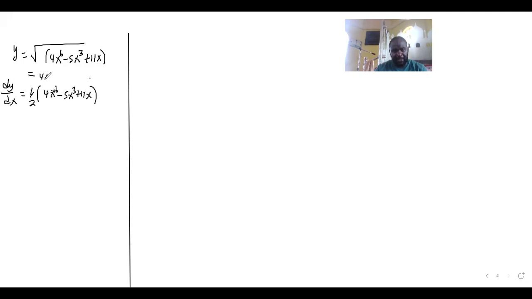This was the same as 4x^6 minus 5x^3 plus 11x, raised to the power a half. Now I'm differentiating this power a half, it has come forward. What power will remain here after subtraction by 1? Negative a half. Then differentiate what is inside. What is inside? We shall get 24x^5 minus 15x^2 plus 11. And this would be our answer. You stop there.